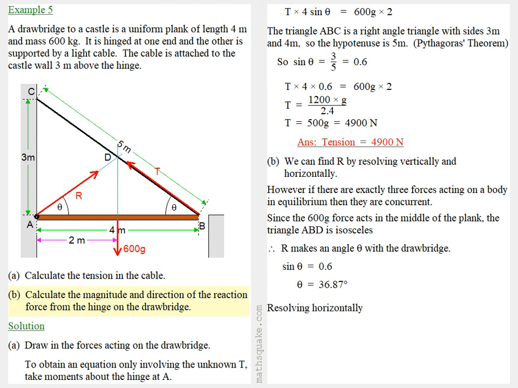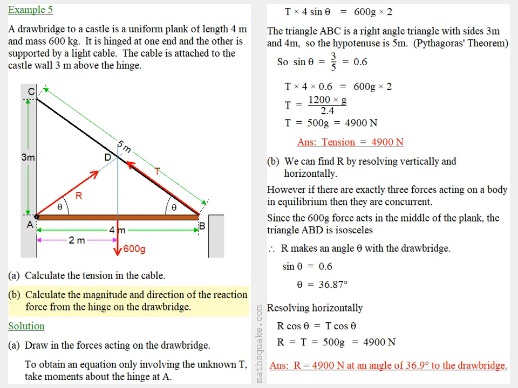And if we resolve horizontally, we get R cos theta equals T cos theta. In other words, R equals T, which is 500G or 4,900 newtons, and so R is 4,900 newtons at an angle of 36.9 degrees to the drawbridge.